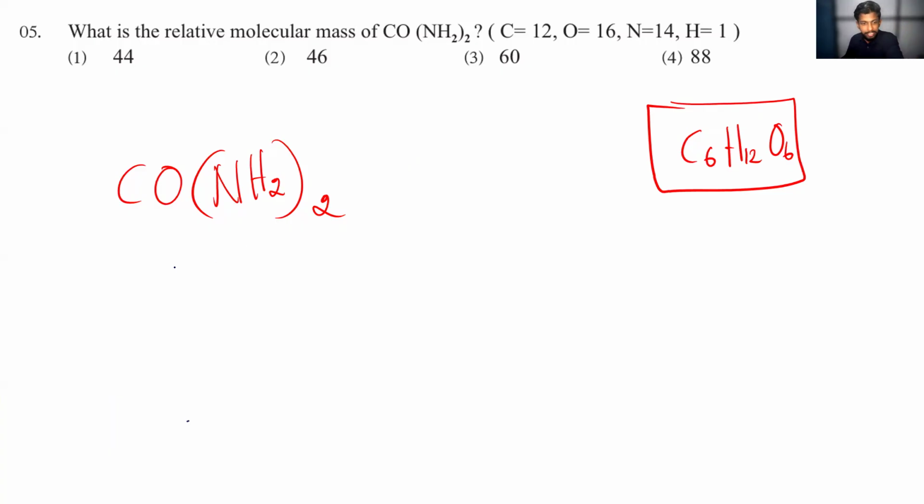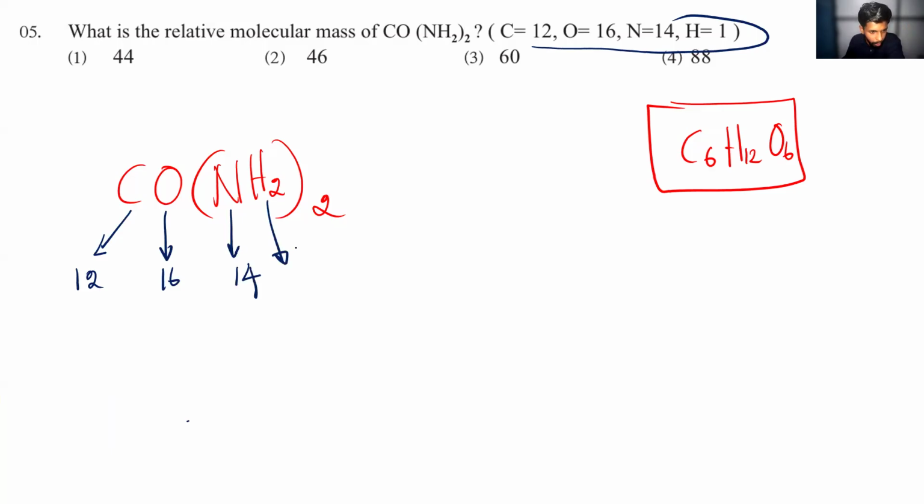Now we'll calculate the answer. For carbon, that is 12. For oxygen, that is 16. Here they have given the values, so you can refer to them. Here nitrogen is 14. Hydrogen is 1, but there are two hydrogens, so 1 plus 1 is 2. And they have given a bracket with a 2, so you want to multiply this by 2.